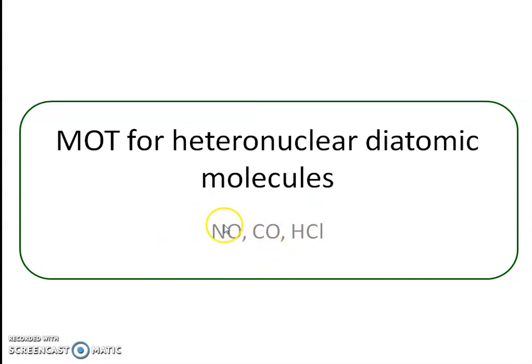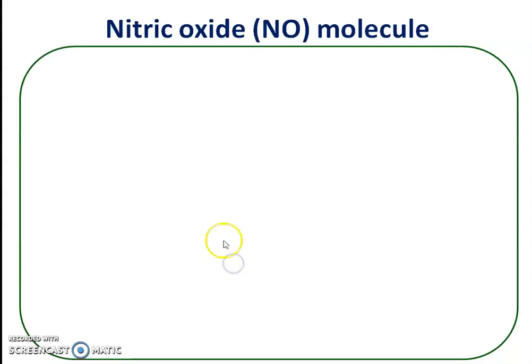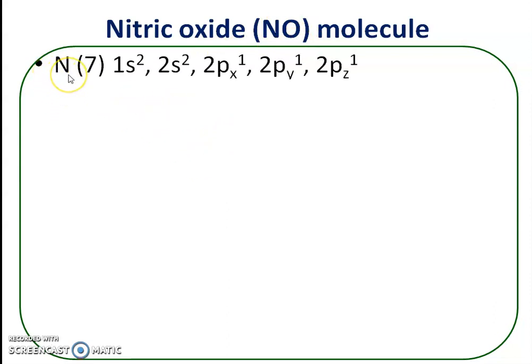First of all, we are going to discuss molecular orbital theory applied to nitric oxide, that is NO. In nitric oxide there are two atoms, nitrogen and oxygen, and nitrogen belongs to the 15th group. It is a 15th group element. Its atomic number is 7, and in the outermost shell there are 5 electrons. Its configuration is 1s2, 2s2, 2px1, 2py1 and 2pz1. In the outermost shell there are 5 electrons.